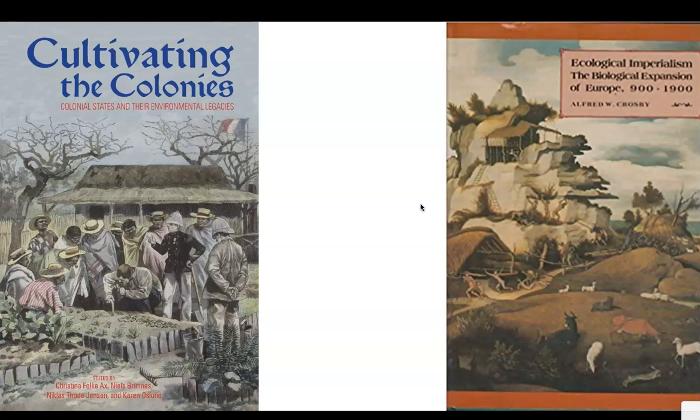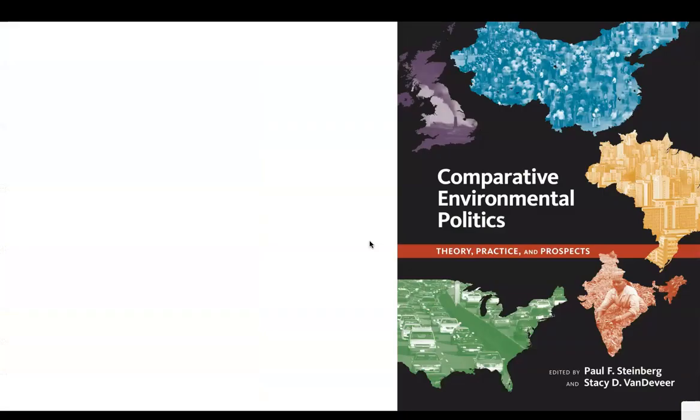California. Anyway, so cultivating the colonies, this also talks about how a lot of the colonial lands, the environments, were radically changed for the purposes of resource extraction, growing crops to have cheap prices for the British, and so on and so forth. So these are good examples of histories that take on a comparative dimension.